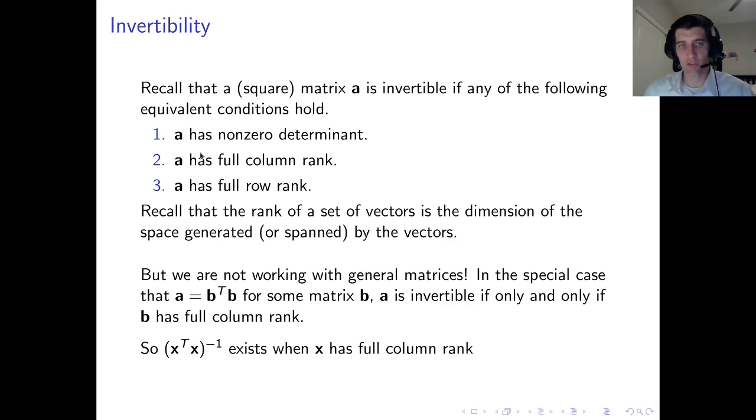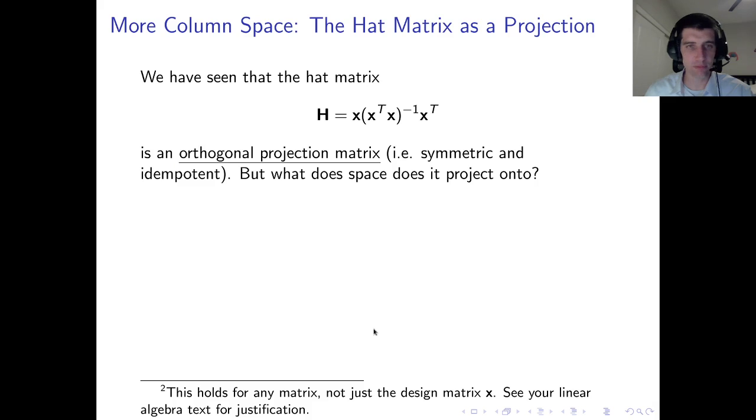So what all these facts tell us is that X transpose X inverse exists when the design matrix X has full column rank. So this is a certain sort of lack of degeneracy in the columns. When I say degeneracy, I'm referring to this idea that we can come up with a linear combination of columns which is equal to 0. So this is some talk about the column space. We're talking about the columns of the design matrix X.